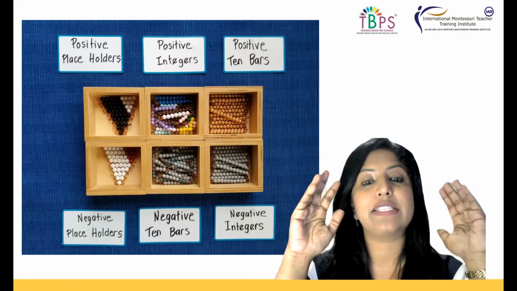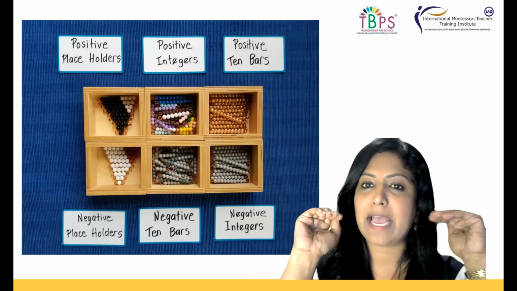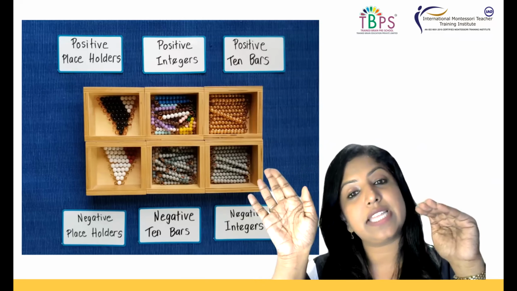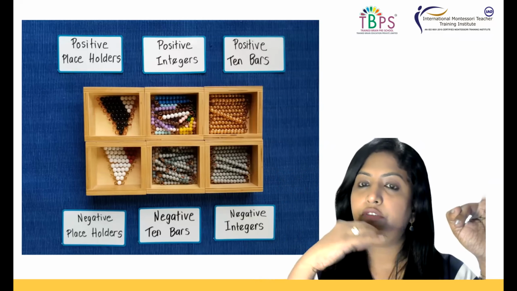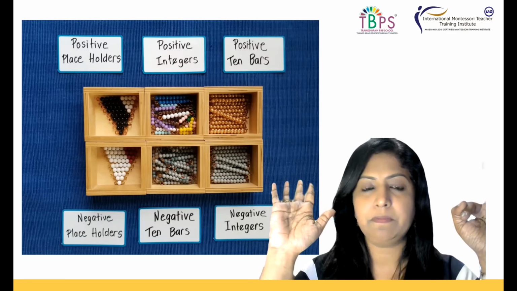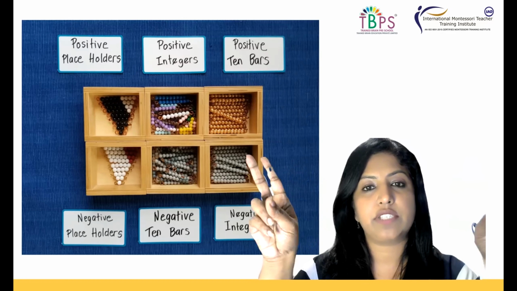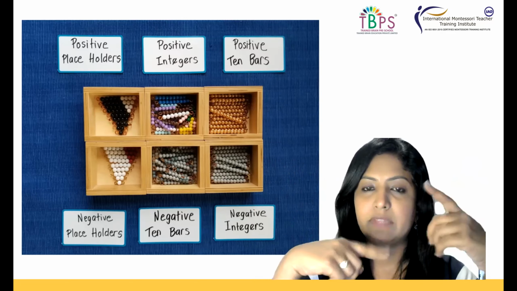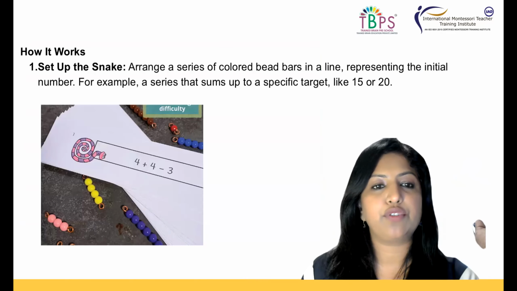So you should have all the 6 beads in your material when you're working on your snake game. Subtraction snake game. For addition snake game, you will use only black and white, colorful beads, golden bead bars. For subtraction, along with this, you will use the other 3 also. Clear? For positive numbers, positive placeholders, positive integers for positive tens bars, for negative placeholders. Placeholders are nothing but for replacing. Amina, you're getting me? Placeholders are for replacement. Okay. So this is what we have to use.